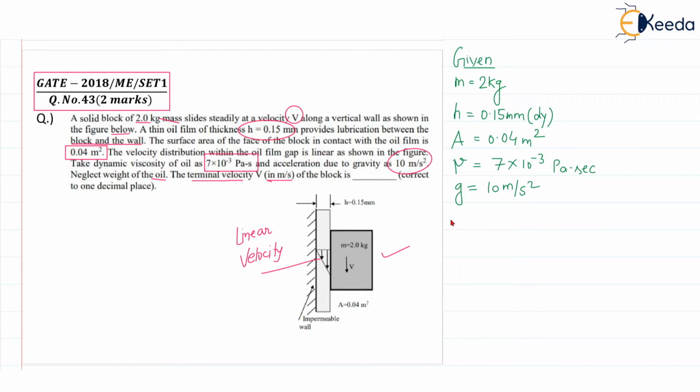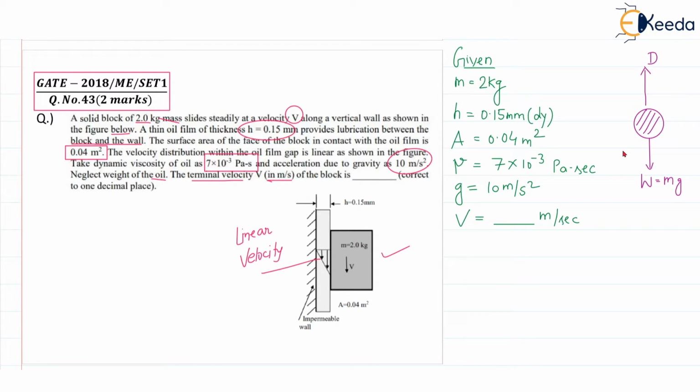The question is to find the terminal velocity v of the block. You have to find the terminal velocity in meter per second. So as per the concept, terminal velocity means the maximum velocity with which a body or any object is traveling in the downward direction. So this is the weight of the body W, which is always mg, and this is the drag force. The weight of the body will be exactly equal to the drag force.